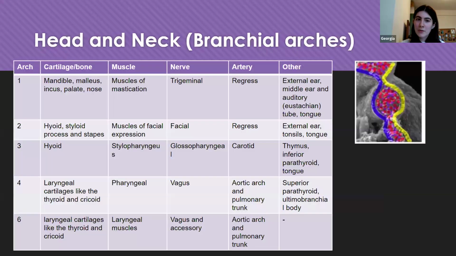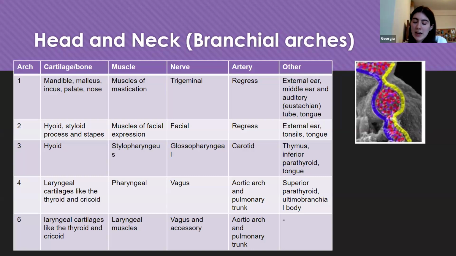Okay, the final bit of development that I'm going to talk about today is head and neck development, which is linked to something called the branchial arches, that are also known as the pharyngeal arches. And in terms of evolution, these are linked to gill development in fish. So as humans, we have 5 branchial arches arranged in pairs. These are 1, 2, 3, 4, and 6. There is no 5th arch in humans.